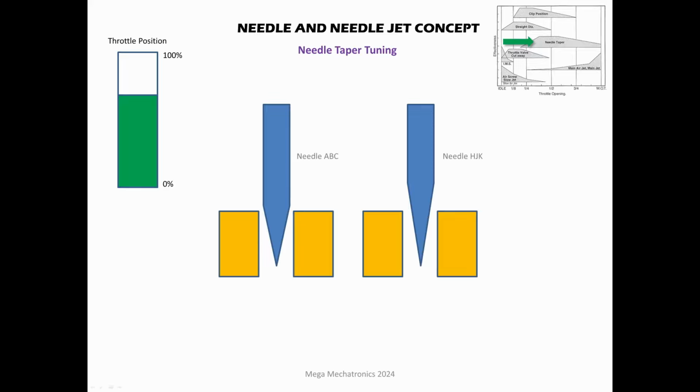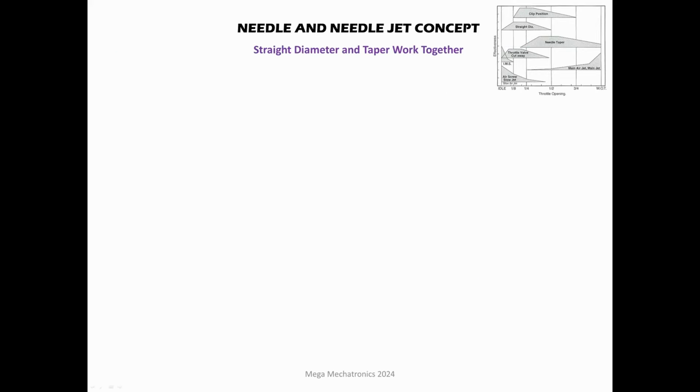So needle taper tuning. Here we have two different needle part numbers, part number ABC and needle HJK. And you can see they're at the same height, same clip position. They have the same straight diameter. However, there's a different taper. Same clip position. Got less taper on the ABC, more on HJK. Take a guess. You are correct. Less flow with the less taper. More flow with the more taper. And again, look at our throttle position. So we're engaging that taper section because we have the slide open a little more. As that chart shows, you're going to have the throttle opened up a little bit more to get that engaged. And then you can make your adjustments there. So let's look at the straight diameter and the taper sort of working together.